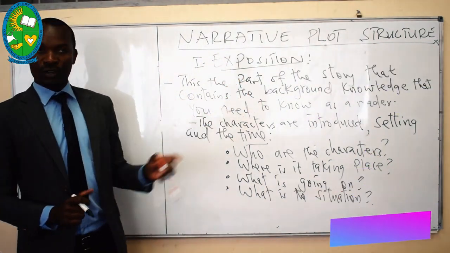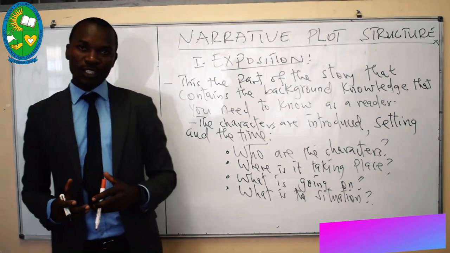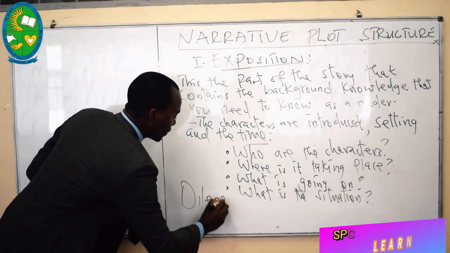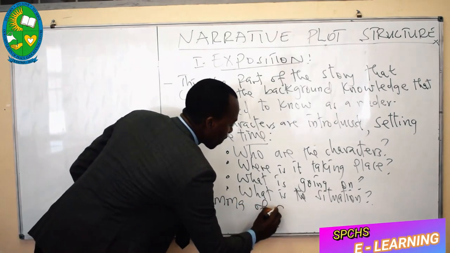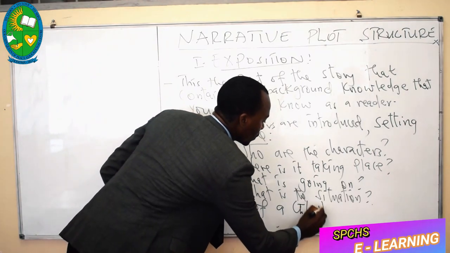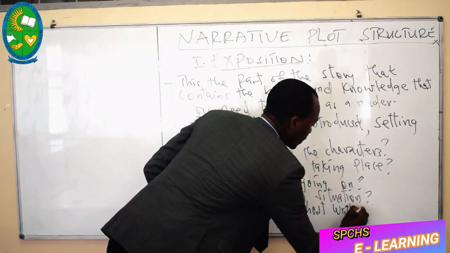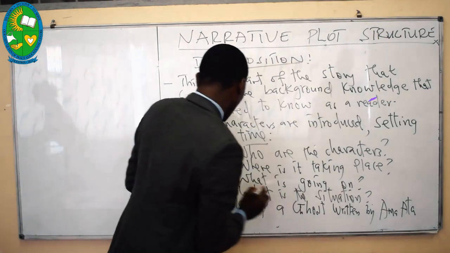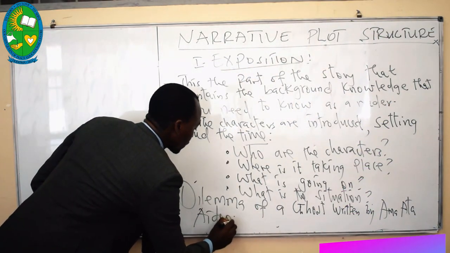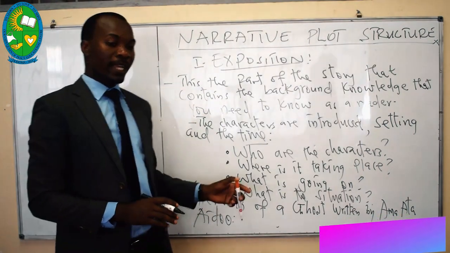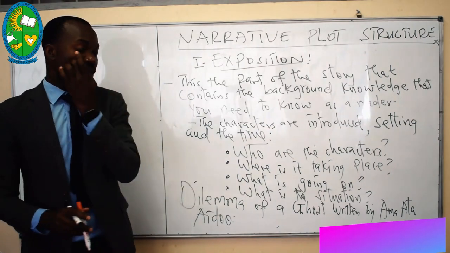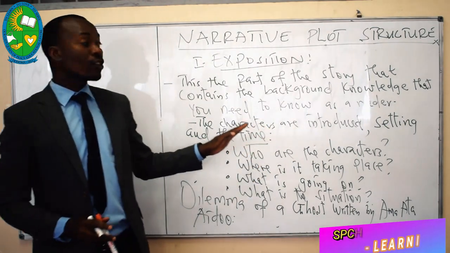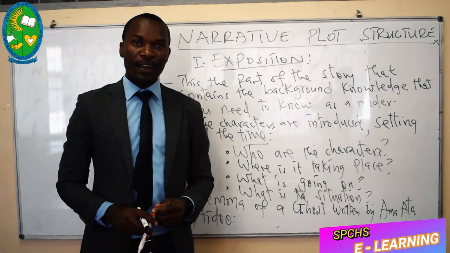In relation to the book, a play known as Dilemma of a Ghost, written by Ama Ata Aidoo, most of the students in Form 3 and Form 4 know about this story, because most of you have been reading this novel or play. We will illustrate this part of the story in relation to this play that we have read in class.